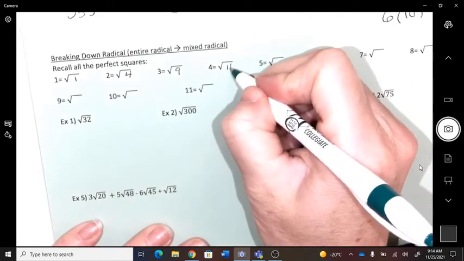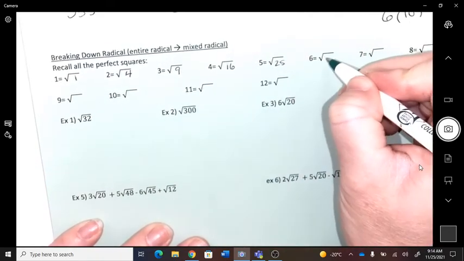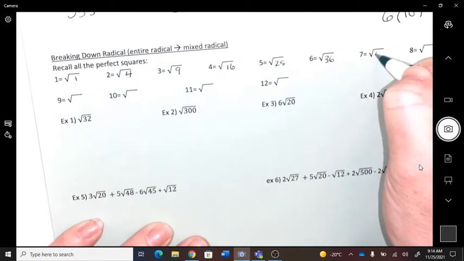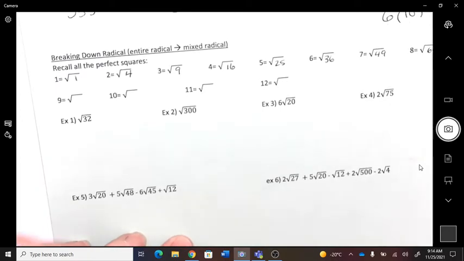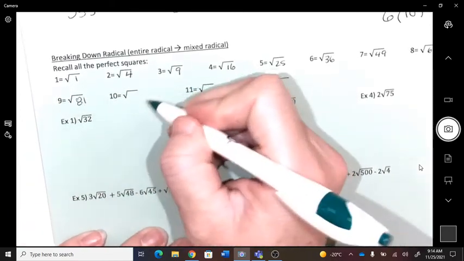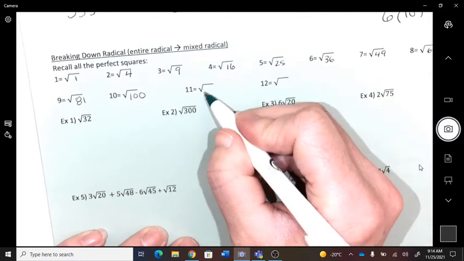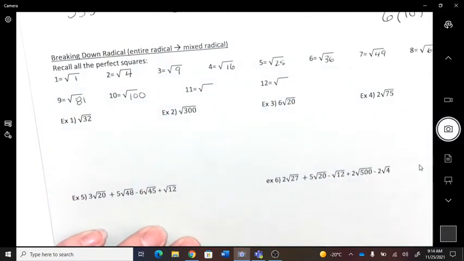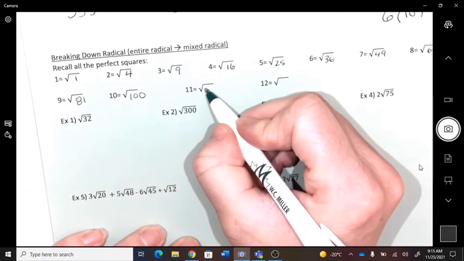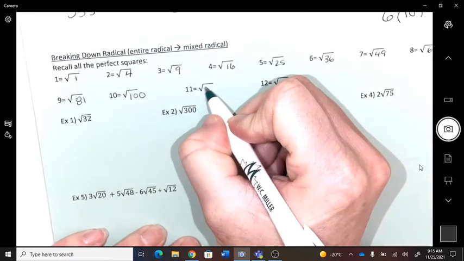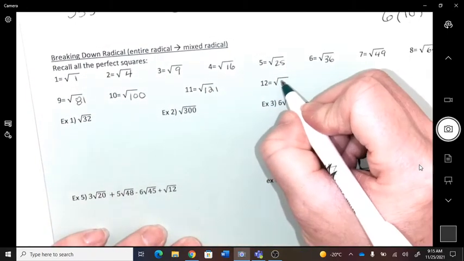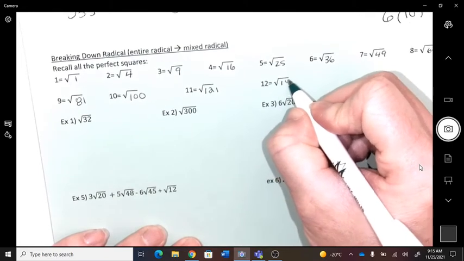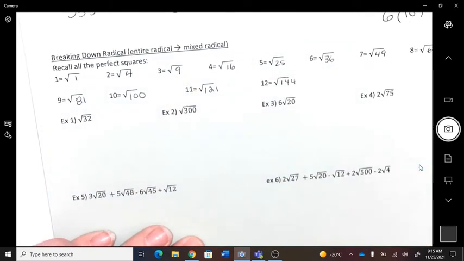Okay, this is 16, 25, 36, 49, 64, 81, 100. Did anybody get that without their calculator? 121. And 12 is 144. Okay.